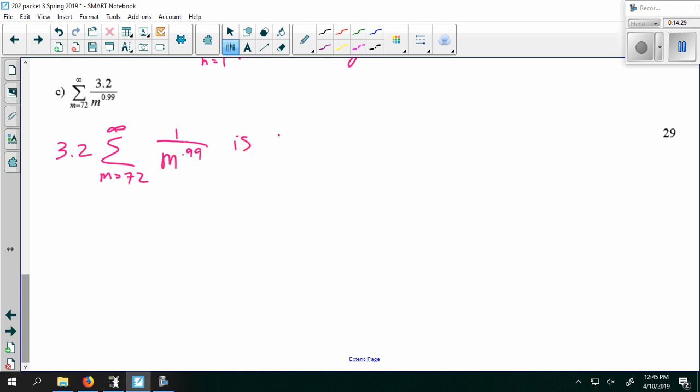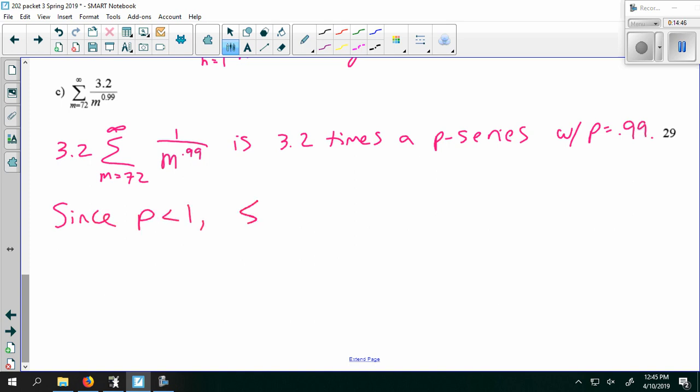So this is 3.2 times a p-series with p equal to 0.99. Since p is less than 1, the sum diverges.